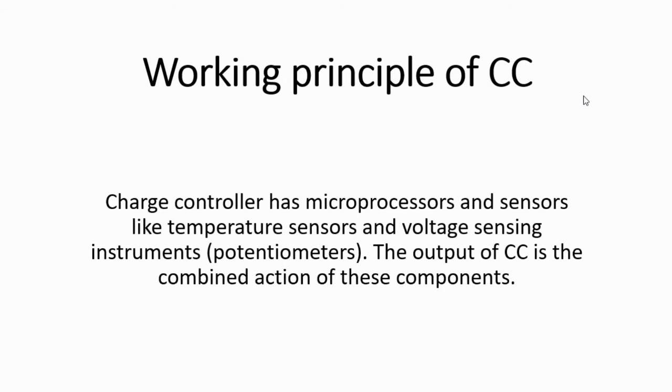Okay, let me discuss the working principle of a charge controller. A charge controller has microprocessors, sensors and some voltage sensing units like potentiometers. Actually, the sensors collect all the data from the surroundings and compare it with the set point. Then, according to the program, the microprocessor takes the action. The output of the charge controller is the combined action of these components.